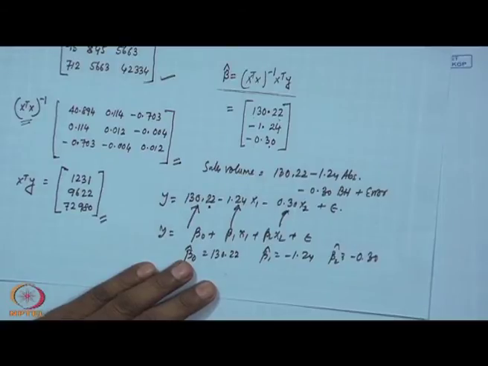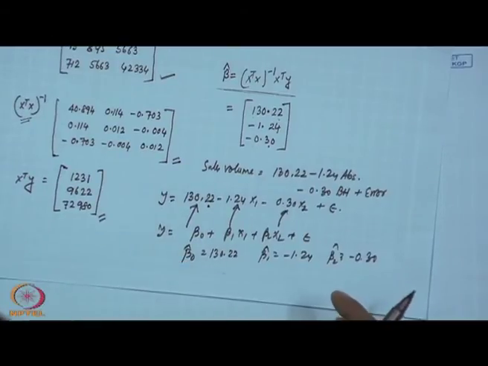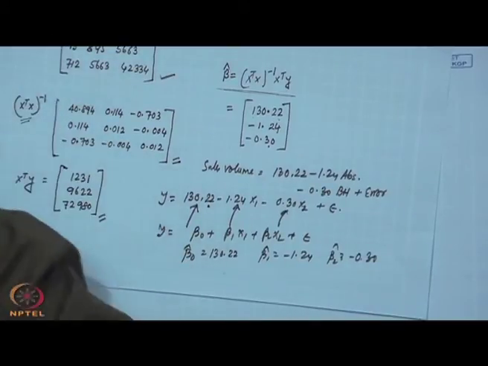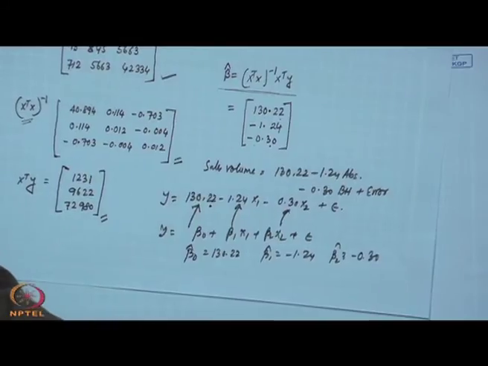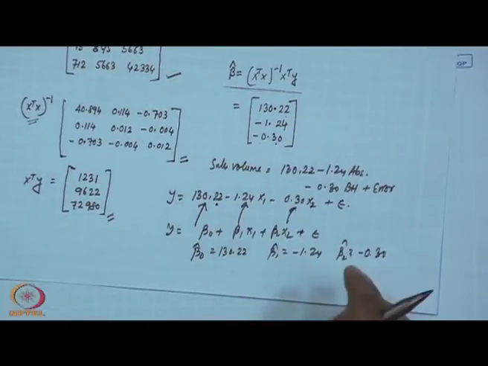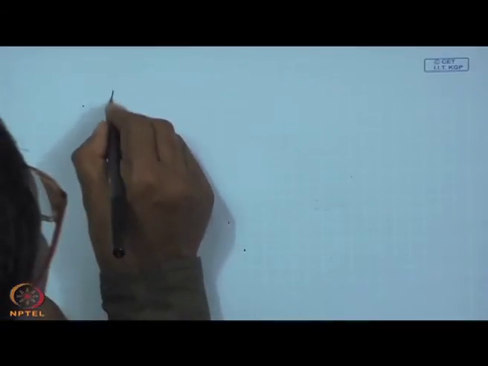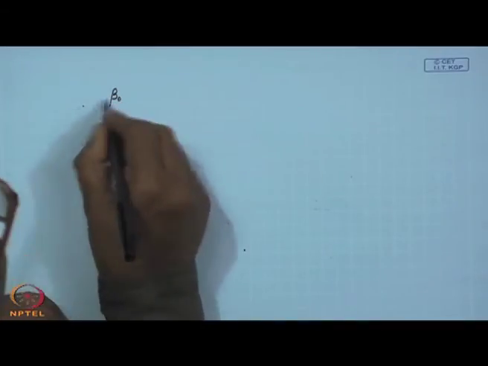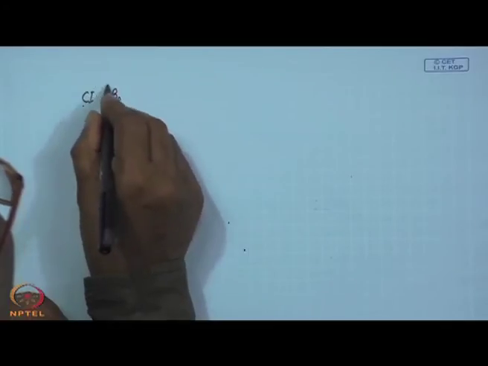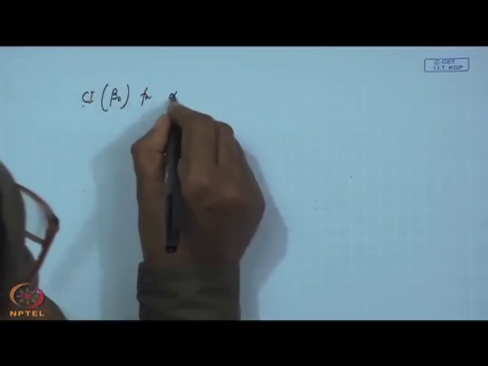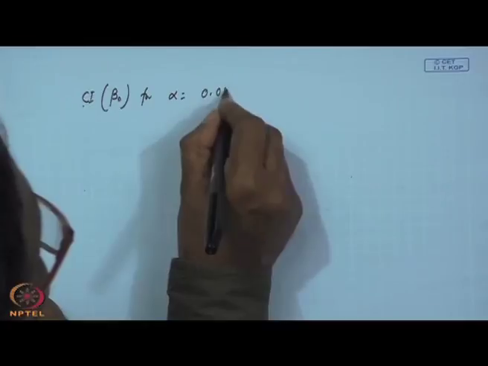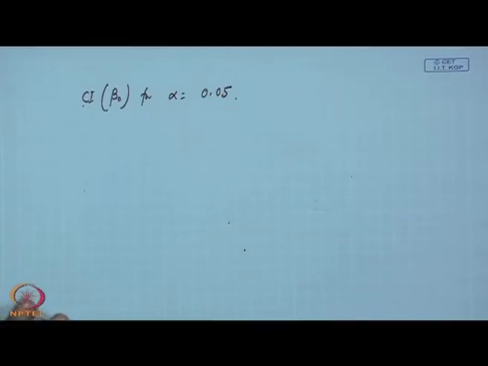Okay. So, whatever we have developed so far, with respect to this, what I want to do now, we want to find out the confidence interval for, let us say, beta 0. So, you find out the CI of beta 0 for alpha equal to 0.05.